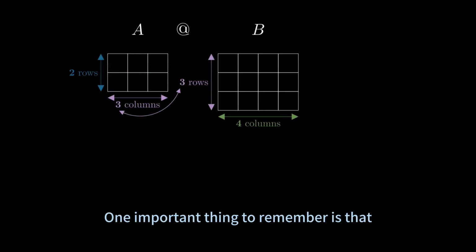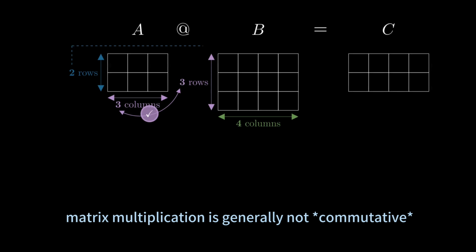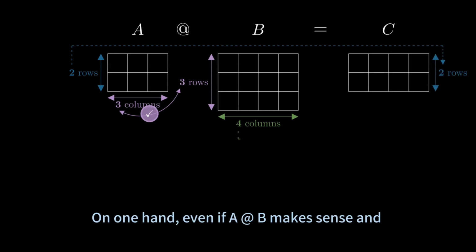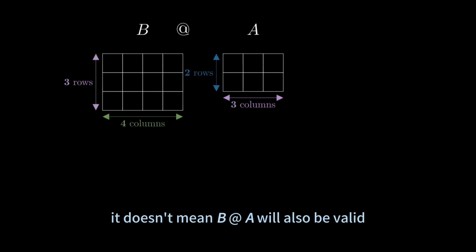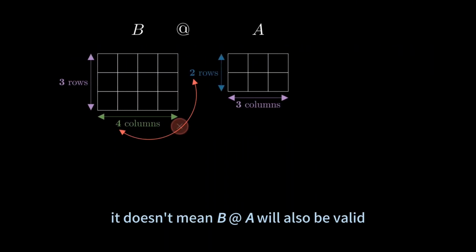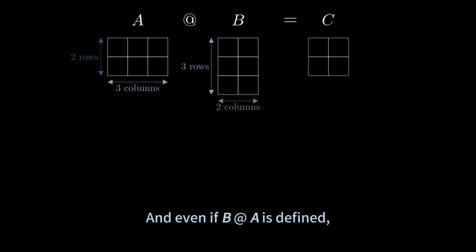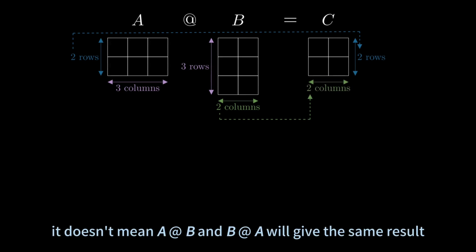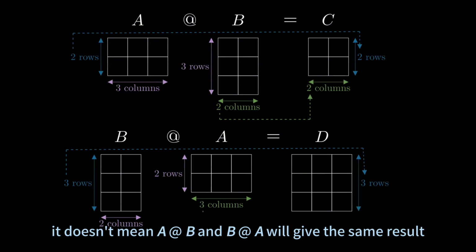One important thing to remember is that matrix multiplication is generally not commutative. On one hand, even if A times B makes sense and follows the multiplication rules, it doesn't mean B times A will also be valid. Even though sometimes B times A is also defined, it doesn't mean that A times B and B times A will give us the same result.